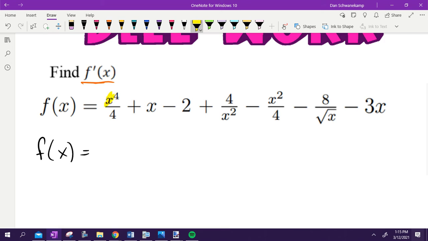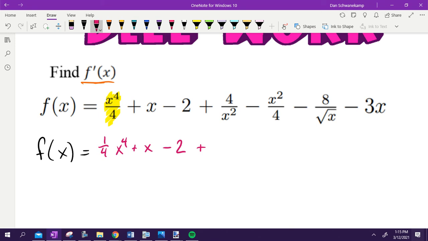One thing we didn't necessarily talk about yesterday is sometimes that throws students off. If you don't want to deal with fractions, just pull that 4 out in front. It is 1/4 x to the fourth. It might just make you make fewer mistakes. It's just a constant. 4 over x squared. I don't like 4 over x squared.